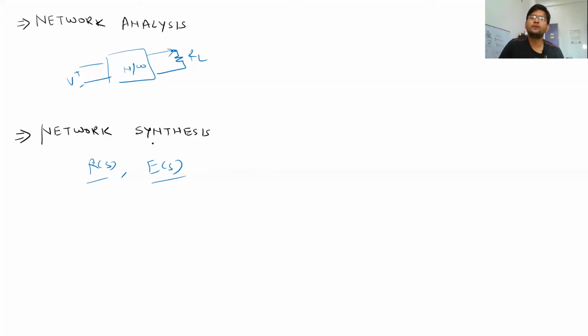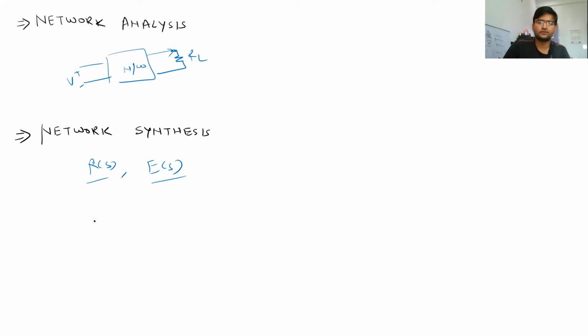So we will be given these response and excitation, or maybe the ratio of these two things, and then we will have to derive or synthesize a circuit. Synthesis means making something. So from these response and excitations, or the ratio of them, we will have to synthesize a network. So this chapter is all about this.